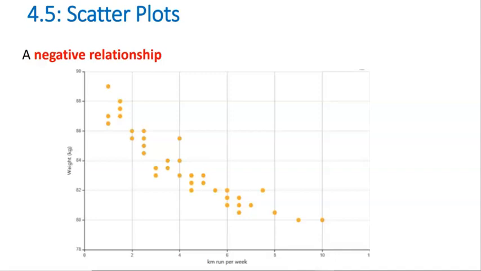But just like studying for exams, it doesn't necessarily hold true that if you run a certain number of kilometers, you're going to lose a certain amount of weight. Everybody's bodies are different, but we could make a general conclusion that the more you run, the chances are good your weight will go down.